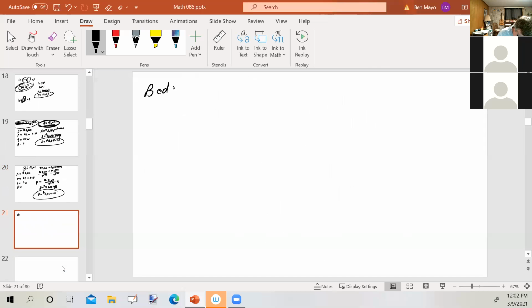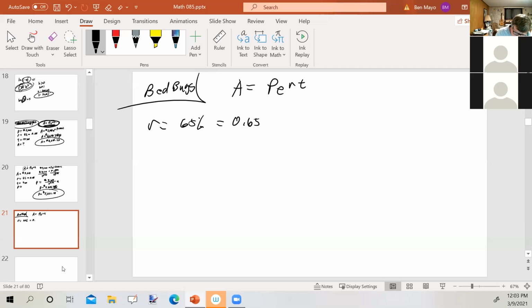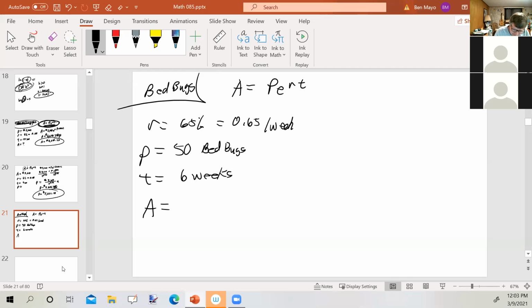Here's another problem. It says bed bugs. How fun is this? If not checked, the population of a colony of bed bugs will grow exponentially at a rate of 65% per week. If a colony currently has 50 bed bugs, how many will there be in 6 weeks? Okay, so we're talking about exponential growth or decay. So we're going to use A equals P e to the RT. It says it's growing at a rate, so R is 65% or 0.65, and that's per week. The colony currently has 50 bed bugs. How many will there be in 6 weeks? Okay, so we know the starting amount, we know the growth rate, we know the time. Let's find the final population.